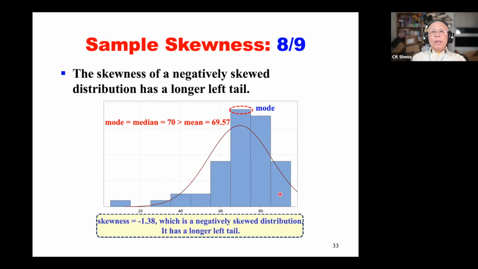This is a negatively skewed distribution. So the mode is here, and the median is also here, 70. The mean value is 69.57. The values are very close, right? But this is not normal because the skewness value is still large. The absolute value is large, 1.38. It says a longer left tail.